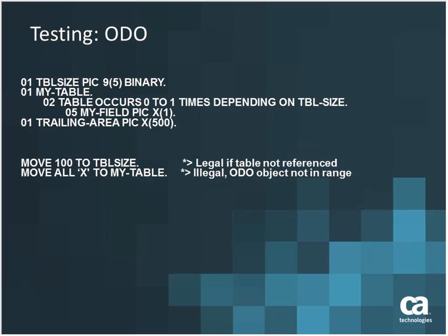In this case, I have a table that occurs 0 to 1 times, depending on TBL size. Looking at the procedure code, it's certainly legal for that first move to move a large number to TBL size. It fits the definitions. There's no problem there. However, when I execute the second move, I'd get different results.